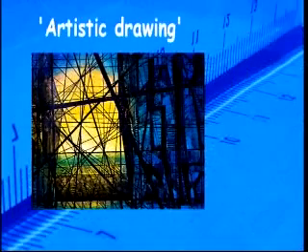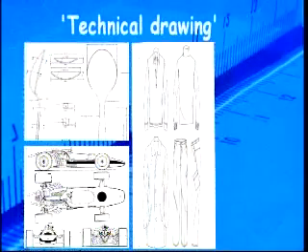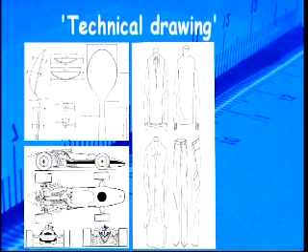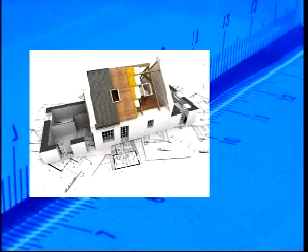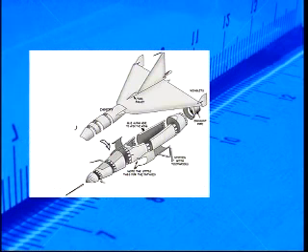In artistic drawing, different people might have different interpretations of the same drawing. While in technical drawing, the same drawing should give the same message to everyone because it follows specific standards and conventions. Technical drawings are produced accurately with sufficient information about the product to be manufactured, constructed, or assembled.